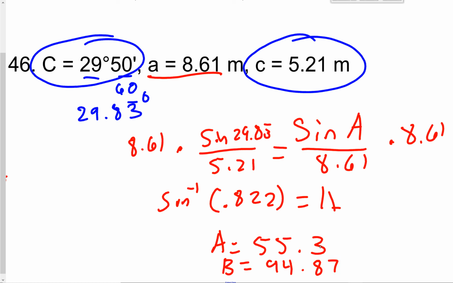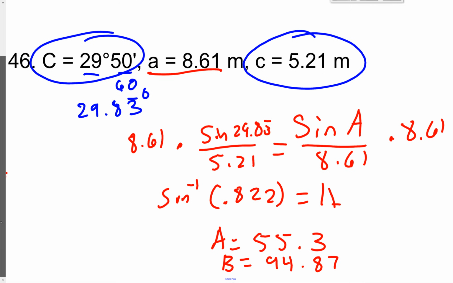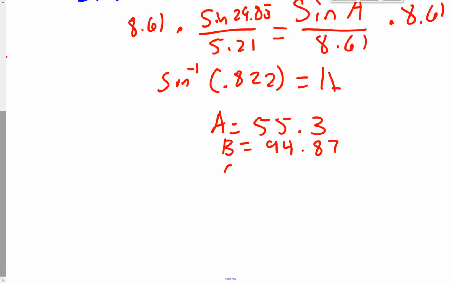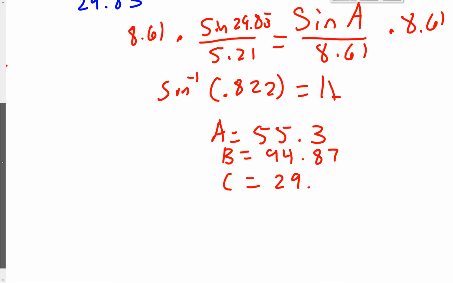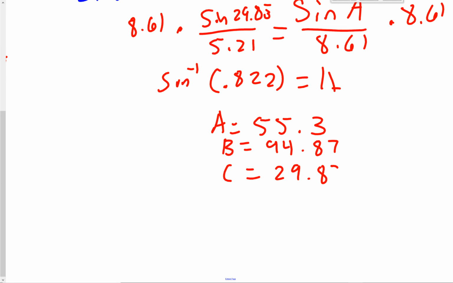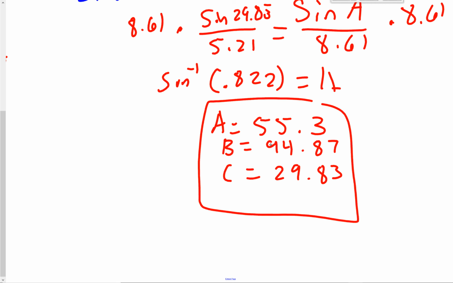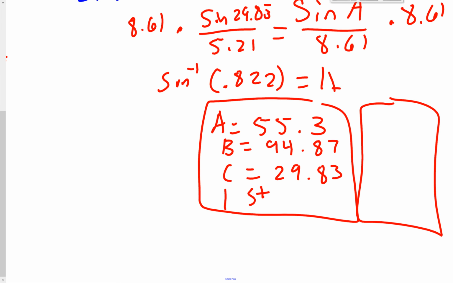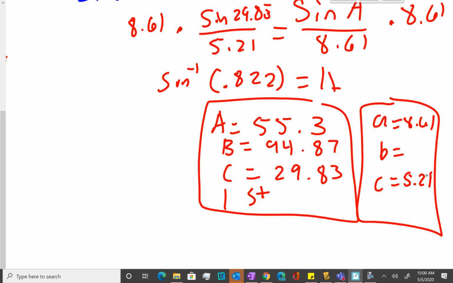Okay, so there's my first triangle, or at least the angles. Right, my sides are: A is 8.61, my B I haven't found yet, and my C. Okay, so we can find B by using law of sines or cosine. Okay, using law of sines to find our B.